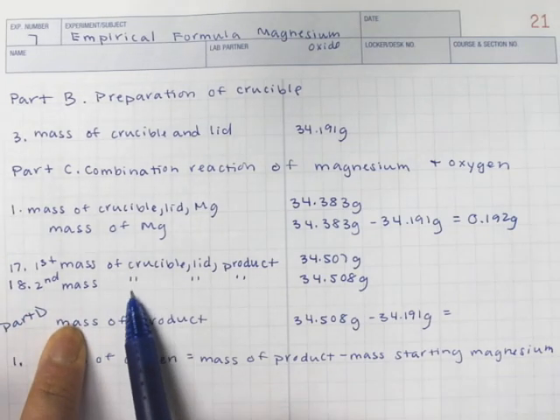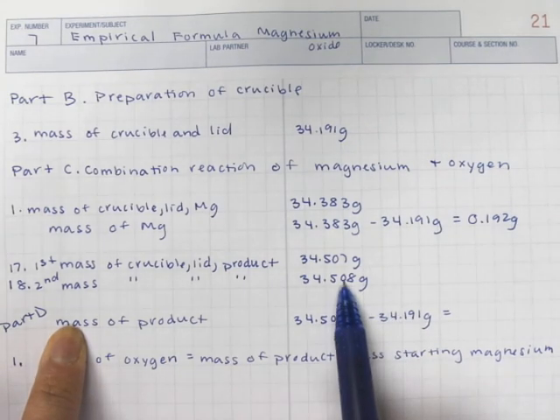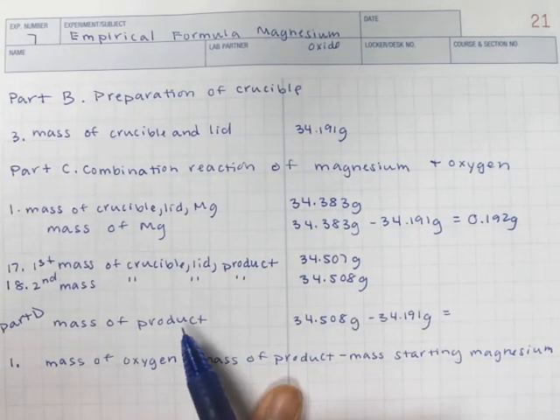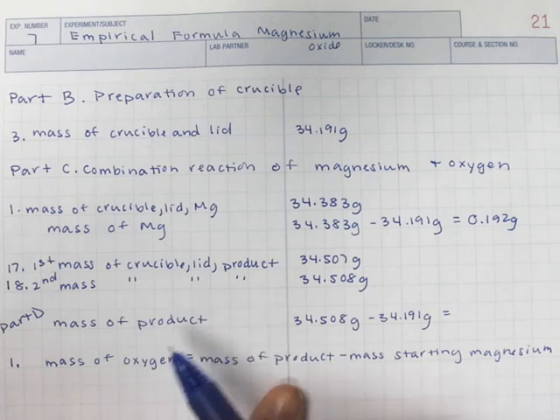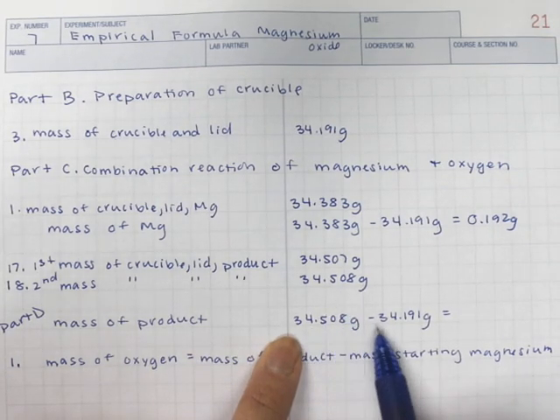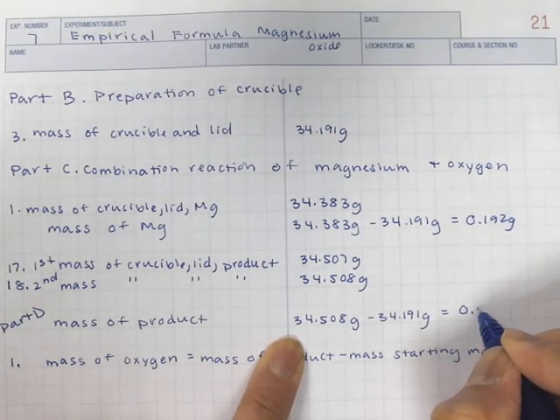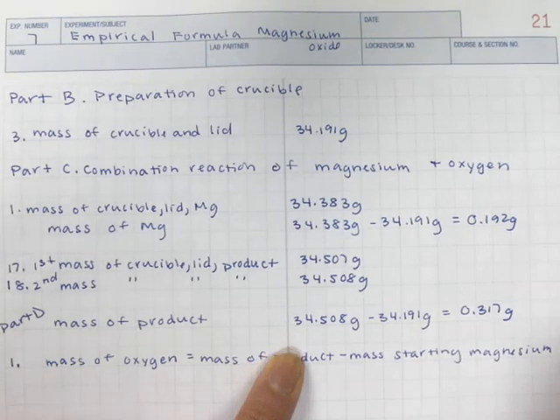Then you would have cooled the things down and taken the last measurement, not the average. So this is the proper weight here. So to get the mass of the product, which would help you to get to the mass of the oxygen, you want to take the last mass and again subtract the mass of the crucible and lid. So for me that would be 0.317 grams.